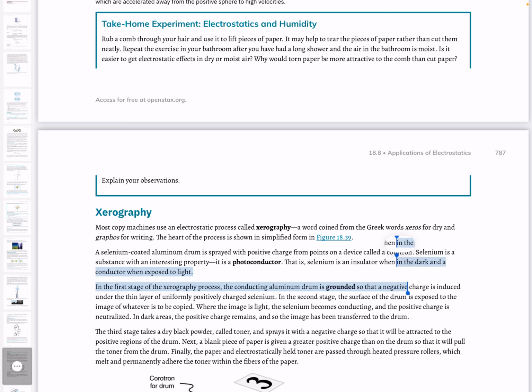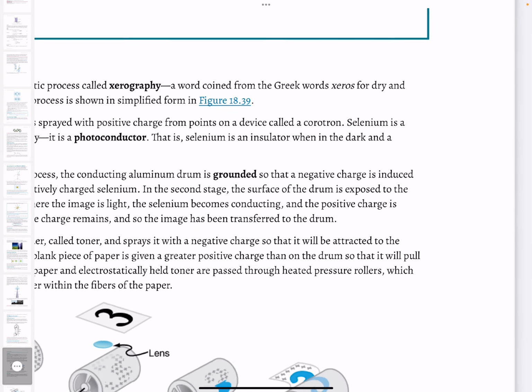Yeah. So here we have xerography. Okay. I don't know what is going on here. Did I lock it up? Okay.